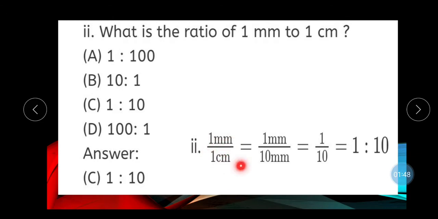1 millimeter upon 1 centimeter is equal to 1 millimeter upon 10 millimeter. That is equal to 1 upon 10. That is equal to 1 is to 10. So option C is the correct option.